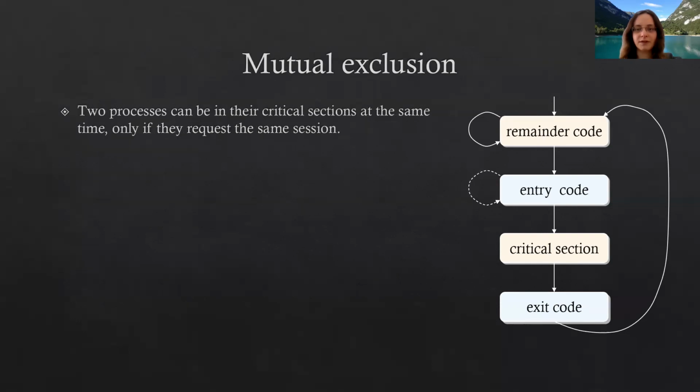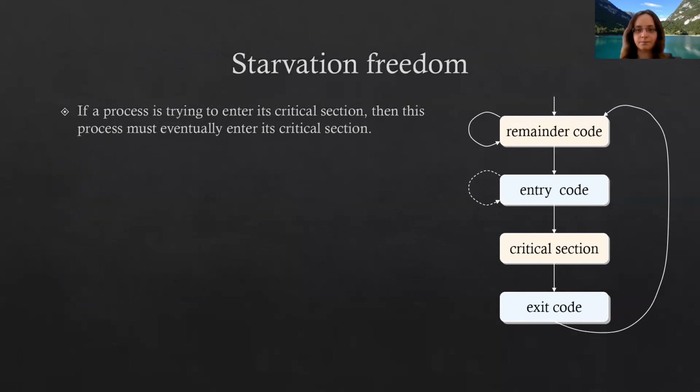The mutual exclusion property is to ensure that if two processes are in their critical sections at the same time, then they request the same session. In the classroom example, it means that if two students are in the class together, then both are from the same faculty. The starvation freedom property guarantees that if a process wants to enter its critical section, then it eventually enters its critical section.